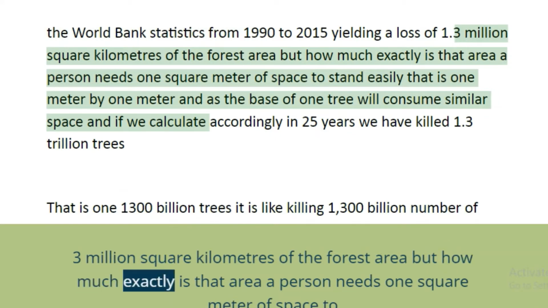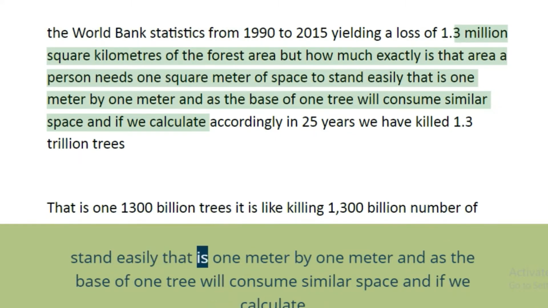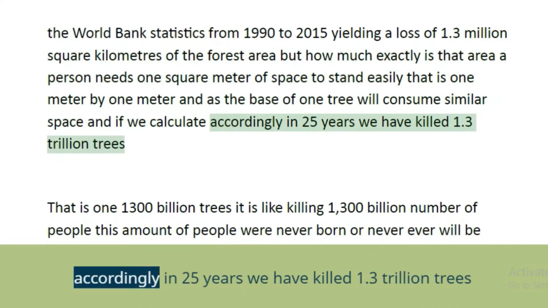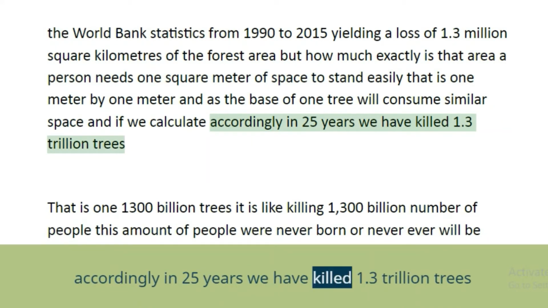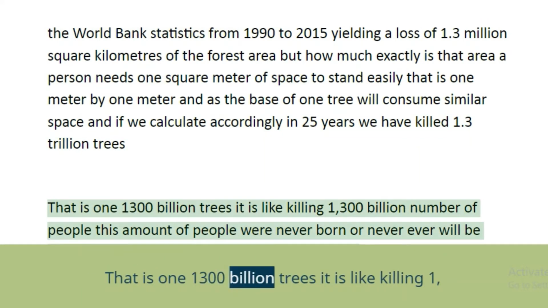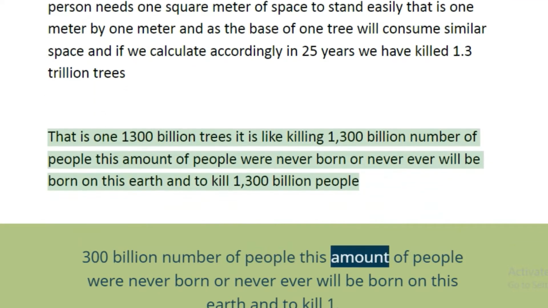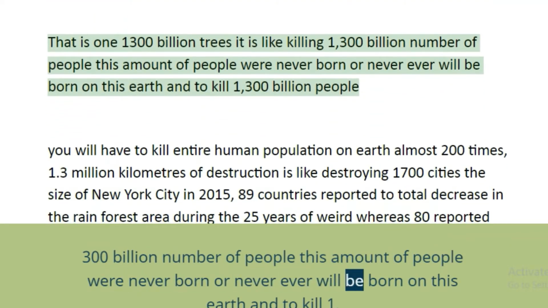But how much exactly is that area? A person needs 1 square meter of space to stand easily, that is 1 meter by 1 meter, and the base of one tree will consume similar space. If we calculate accordingly, in 25 years we have killed 1.3 trillion trees. That is 1,300 billion trees. It is like killing 1,300 billion people. This amount of people were never born or never ever will be born on this earth.